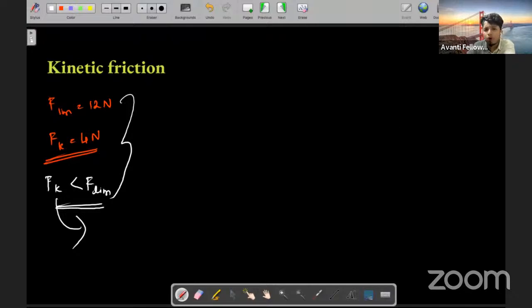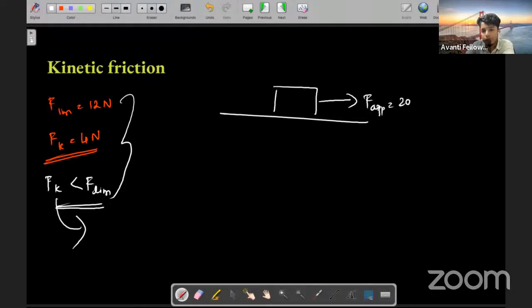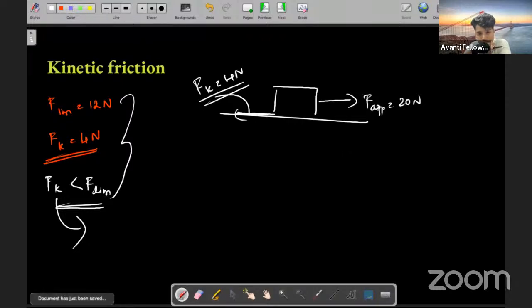Now, students, what we got here: there was a body which was applying a force of how much? 20 Newton. And we got a friction force, Fk, equal to 4 Newton. Okay, which one, Ballari students? Let me know. Which one should I explain?